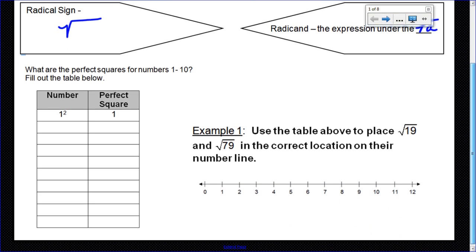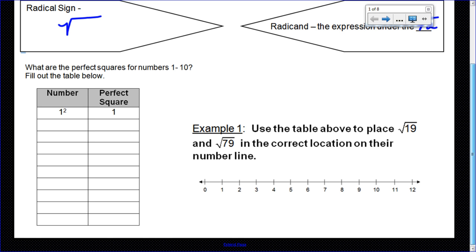So what I want you to do real quick is I want us to fill in this table and list the perfect squares for numbers 1 through 10. So for example, 1 squared is 1. 2 squared is 4. I want you to pause the video for just a second, fill in your table, and then come right back.